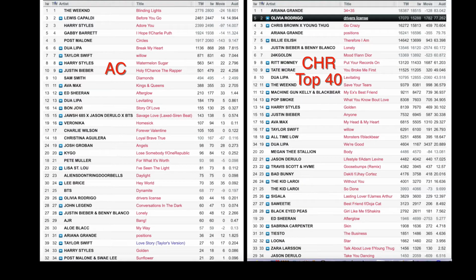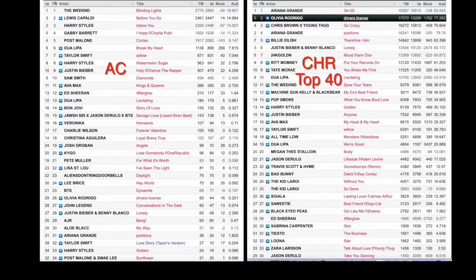Here's the AC chart, and right next to it is the top 40 CHR chart. I like to go through both of them to see which ones are on the top 40 that would probably be moving over at some point to the AC chart, because that's pretty much the progression. So you're going to see the songs coming on the top 40 before they ever get to AC.